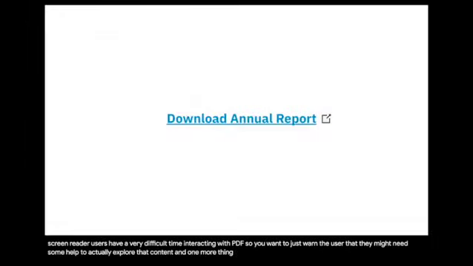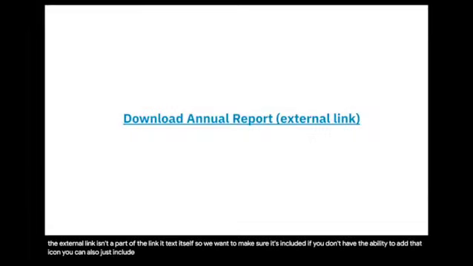And when we're thinking about external links, we see this icon a lot, and that's really helpful. But as you can see here, visually it still is helpful, but for a screen reader user, it may not be that helpful because the external link icon isn't a part of the link text itself. So we want to make sure it's included. If you don't have the ability to add that icon, you can also just include "external link" within the text as well so that people can get that information.